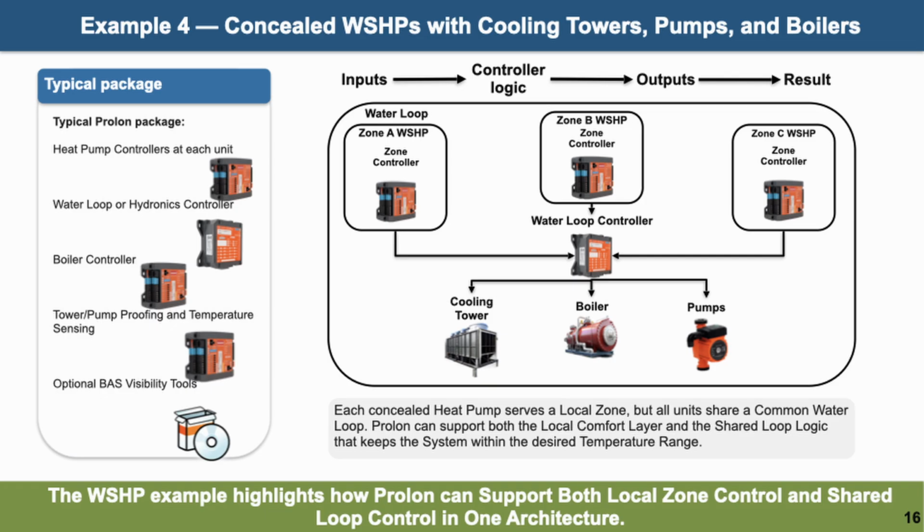Prolon can support both the local comfort layer and the shared loop logic. The local heat pump controllers manage zone comfort, while the water loop logic maintains the common loop within the desired temperature range. This is a strong example of how the Prolon portfolio can scale from room-level comfort to shared infrastructure coordination.